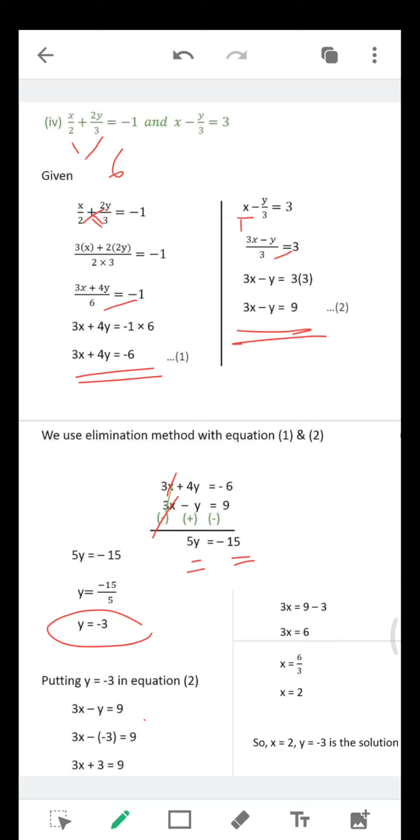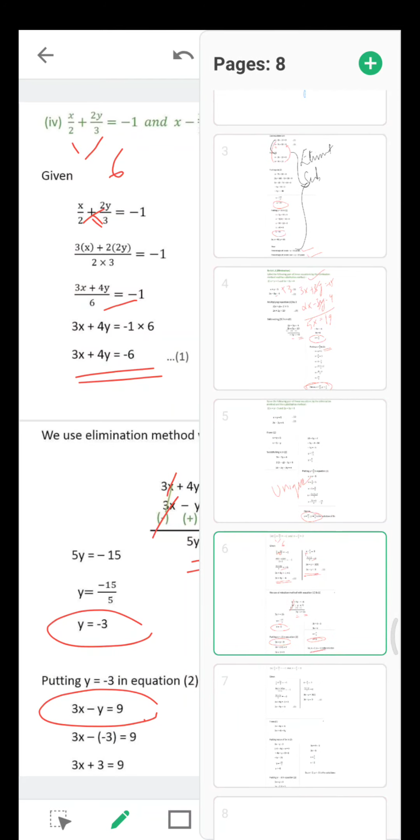Substitute this y value in any one of the equations. I'm substituting in the second equation. So substituting y is equal to minus 3 in the second equation, 3x minus of minus 3 is 9, and simplifying I get x is equal to 2. x is equal to 2, y is equal to minus 3 is the solution for these equations.